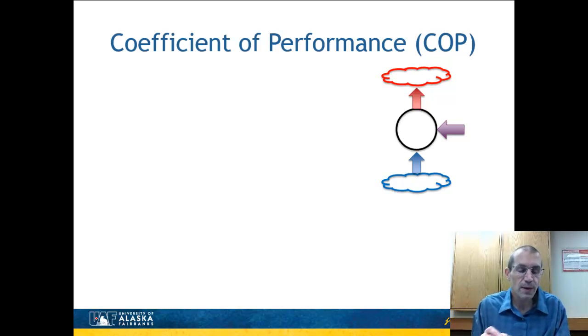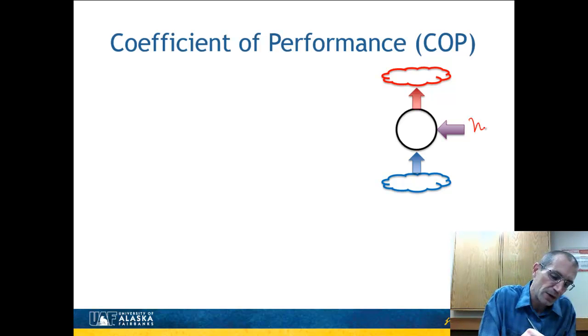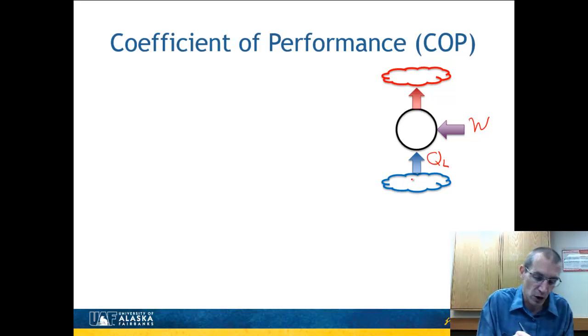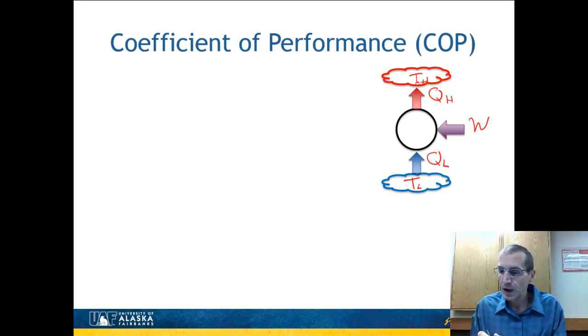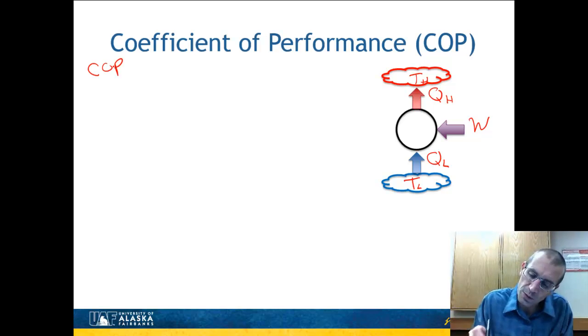So when we talk about the efficiency of a refrigerator, we tend to use the term coefficient of performance in place of efficiency, but they mean the exact same thing. It's often abbreviated COP. So if I have a refrigerator over here, as we said, electrical work comes in, QL comes from my low temperature, TL, and then energy is rejected to the high temperature, TH. If we write our coefficient of performance, COP, it's defined the same way as efficiency: whatever is desired over whatever is required.